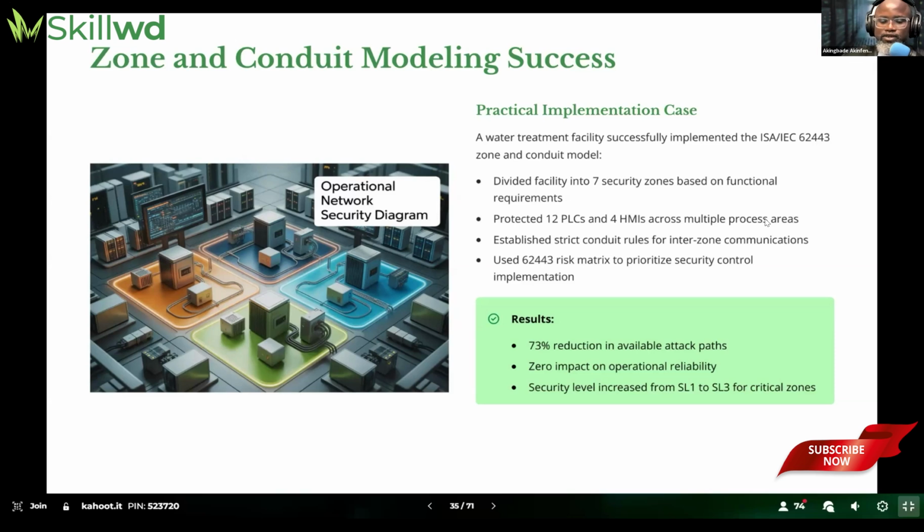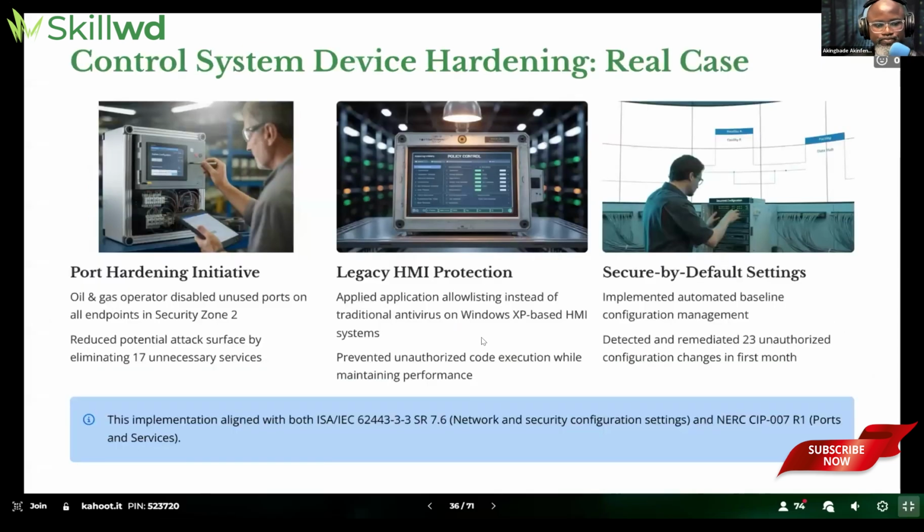Then the HMIs are just those big screens. So it helps you to protect all their key devices and establish strict conduit rules for interzone communication. The result in this case was a 73% reduction in available attack paths. So implementing and mapping your security controls to 62443 is always a huge piece for us in OT.